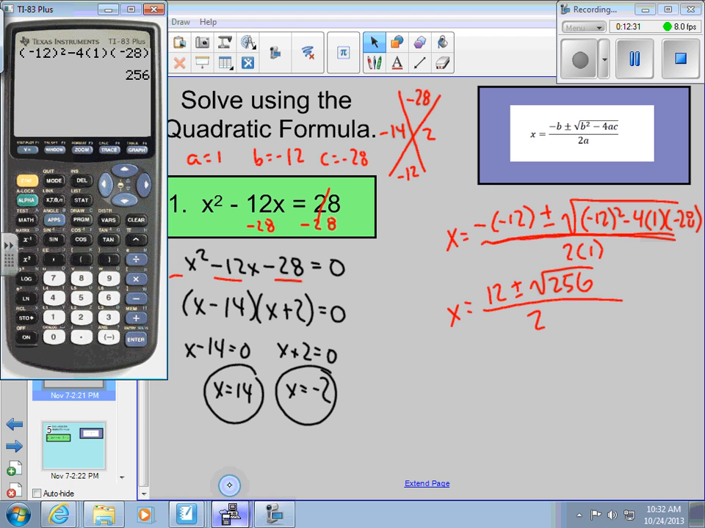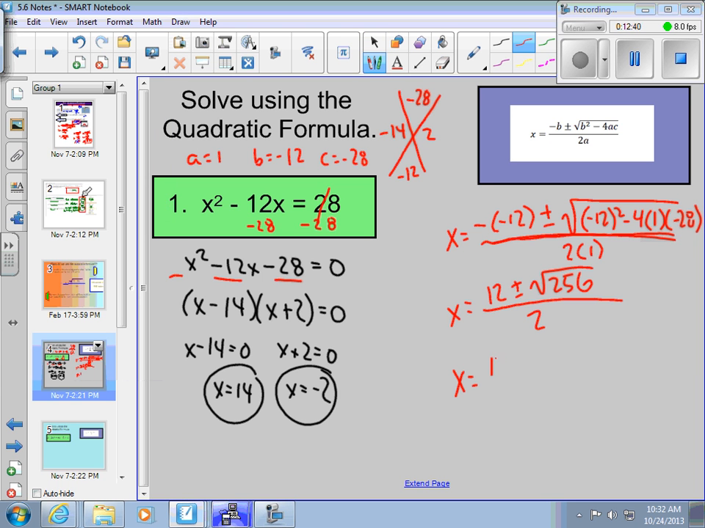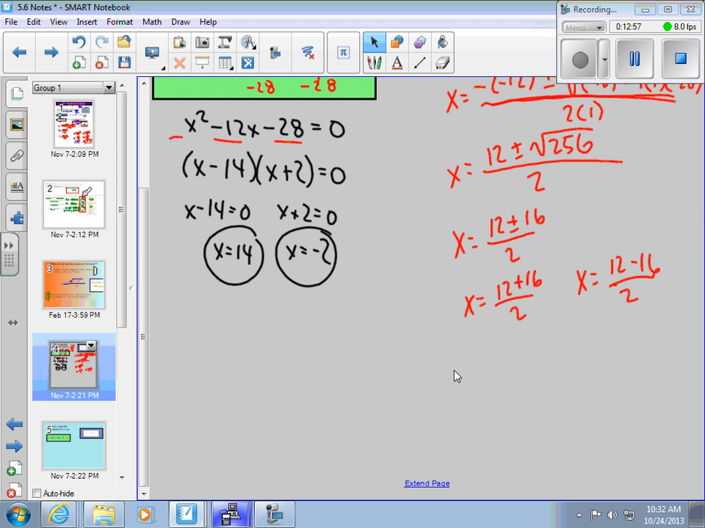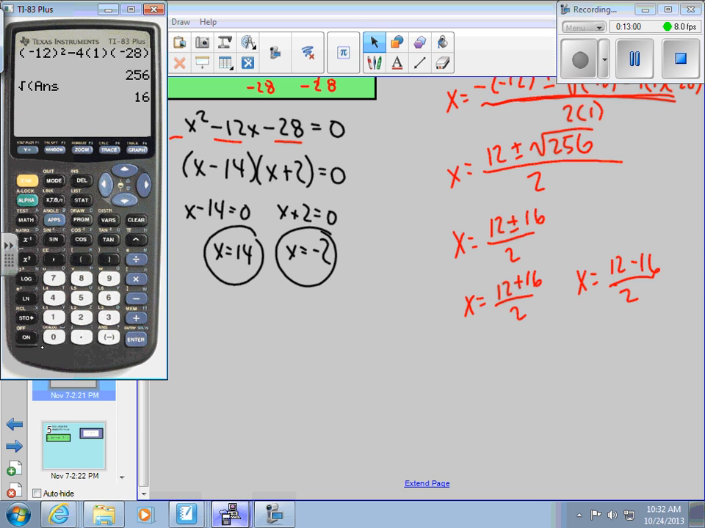If you do square root of 256 now, we end up getting 16. So we got 12 plus or minus 16 over 2. Now you got to split it into two problems. You got to find what is 12 plus 16 divided by 2, and what is 12 minus 16 divided by 2. When you're solving these out, be careful. A lot of mistakes happen when people use calculators here. If you type in onto your calculator 12 plus 16, which is the top, divided by 2, you get 20.